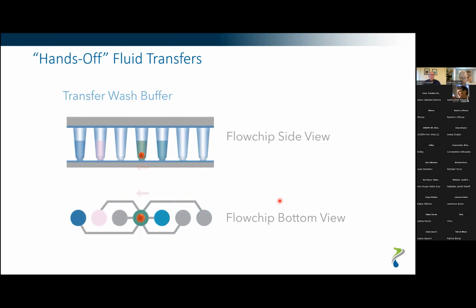So add in a stain buffer. You can wash that, and then at the end of this step, you're ready to look at your images, your organoids, on an imaging system.